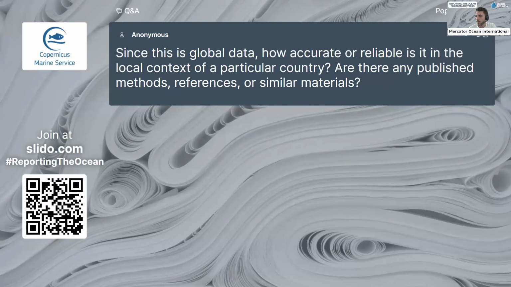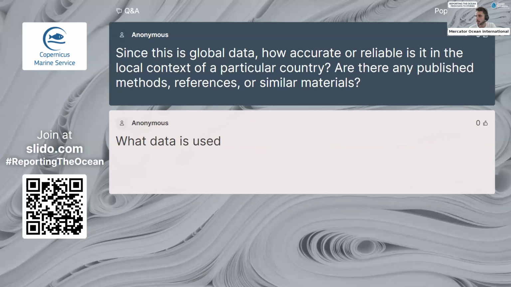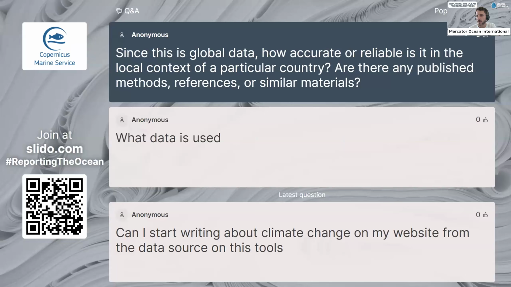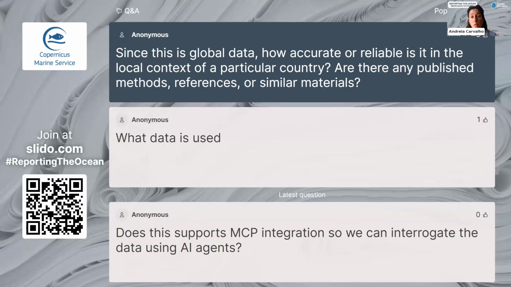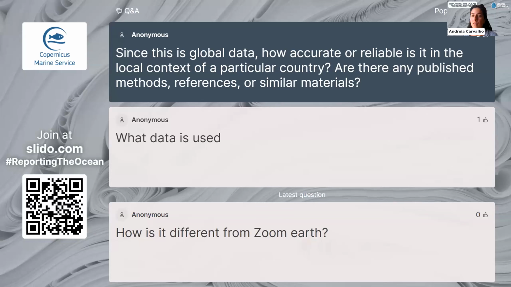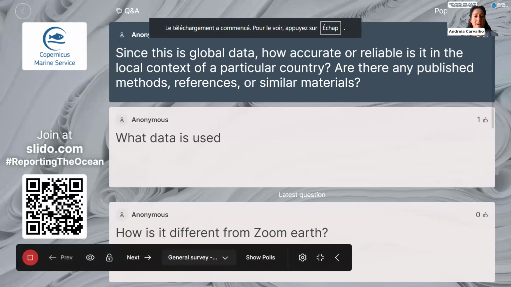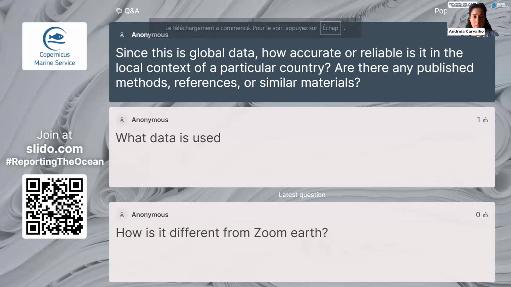Since this is global data, how accurate or reliable is it in the local context of a particular country? Are there any published methods, references, or similar materials? Yeah, we should bear in mind that we're always talking about global measurements here. Once we integrate regional data, the methods will take into account that it is a region we are integrating, and we're no longer talking about global scale. So all these parameters are taken into account when we go from global to regional.